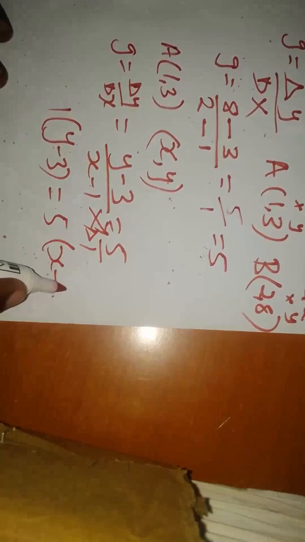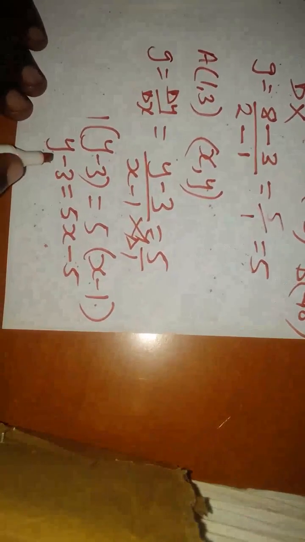And this is now the expression that is going to give us an equation for that line AB. So we simplify this, and this is over 1. By cross multiplication, y minus 3 times 1 is equal to 5 times (x minus 1). So you're going to have y minus 3 equals 5x minus 5.